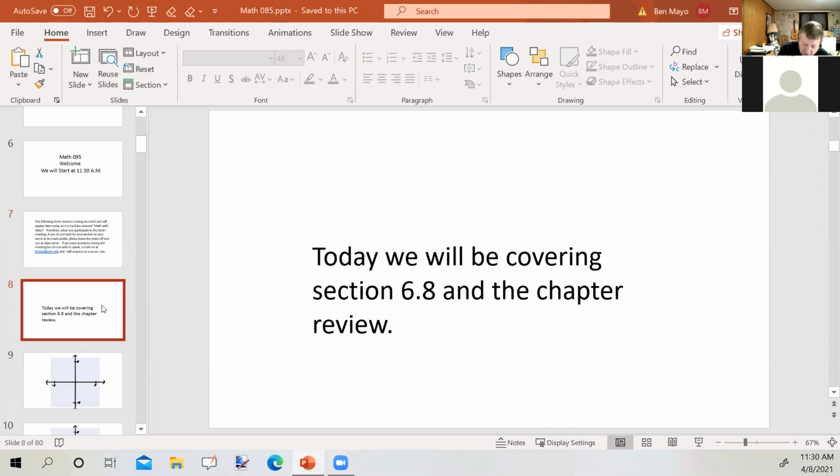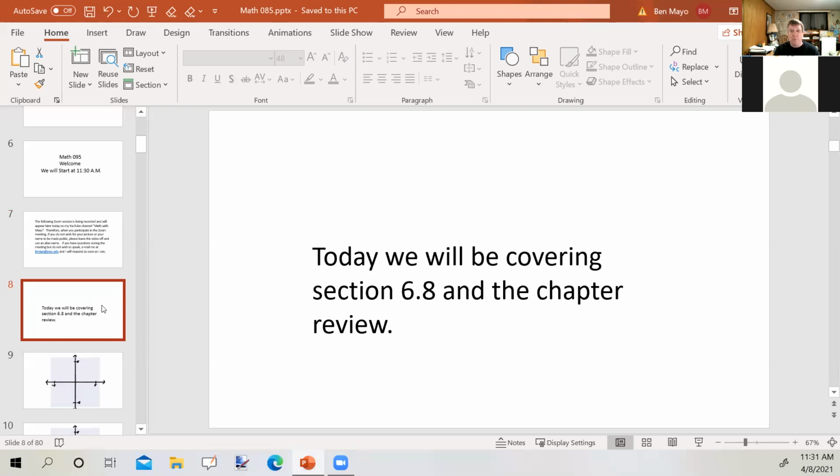All right, so today we're going to wrap up this chapter. We're going to look at section 6.8. The assignment tonight will be 6.8 as well as the chapter review. Tomorrow, Friday, during class, we will go over questions from 6.8 and the chapter review. And then Monday, you will have your first chapter test.